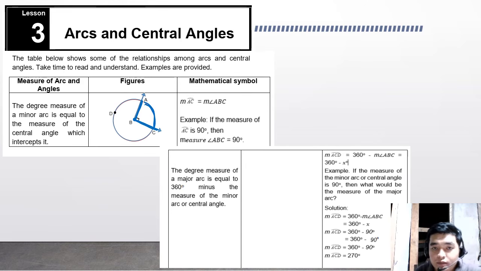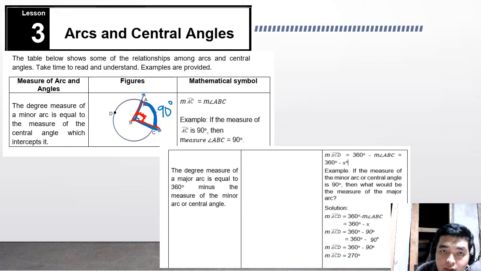Okay, for example, if the measure of arc AC is 90 degrees, then the measure of angle ABC is also 90 degrees.